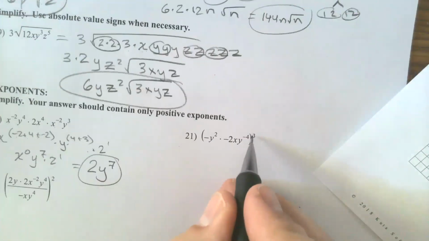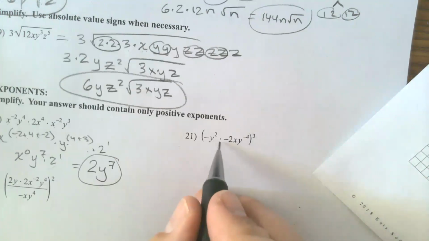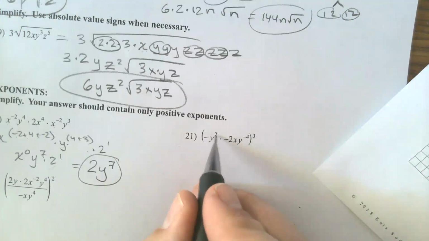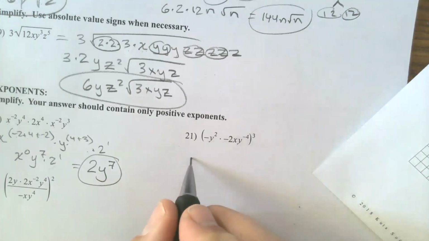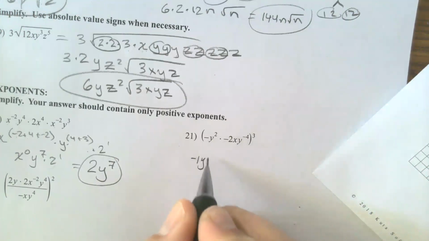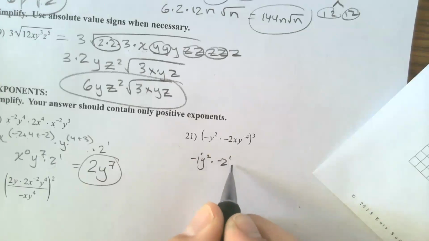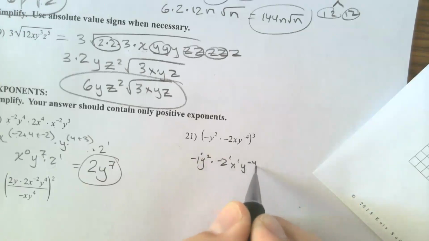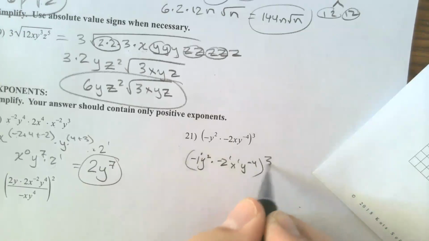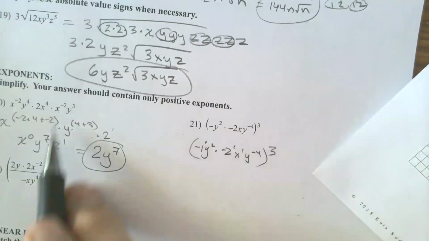If I have a 3 here, I can't distribute this through everything. It is multiplication, not addition. So I can distribute it across the exponents. In other words, I can say that it's negative 1 y squared, and this is to the first, times negative 2 to the first, x to the first, y to the negative fourth, and this is all to the third power. I'm going to do first what we did here.